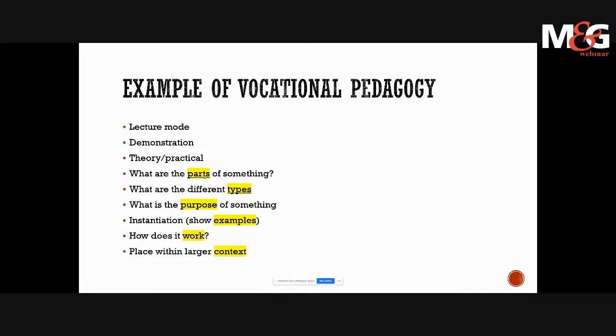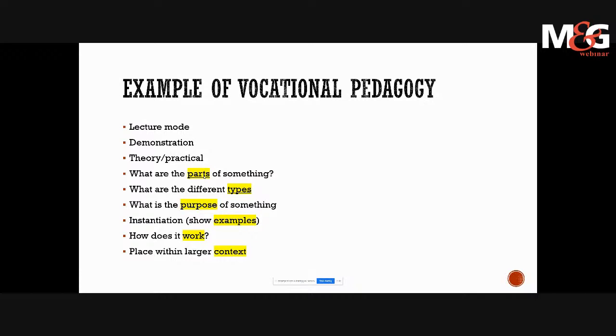And there's often then a purpose of something. Why does it do what it's doing? And then they show examples. They actually give an instantiation. They actually say, this is what it looks like in practice. And then this is how it works. This is what you do. And then they place it in a larger context of the workshop and the discipline you need in the workshop itself.